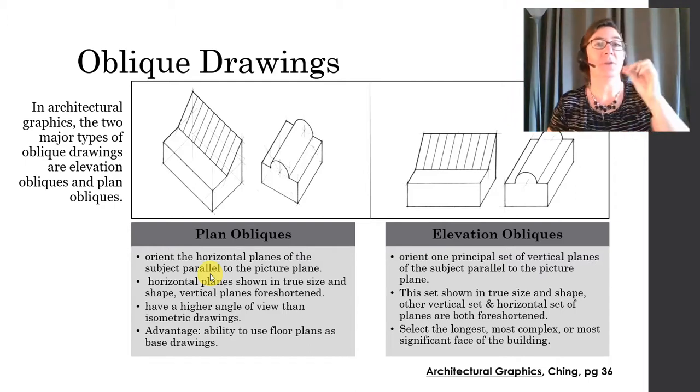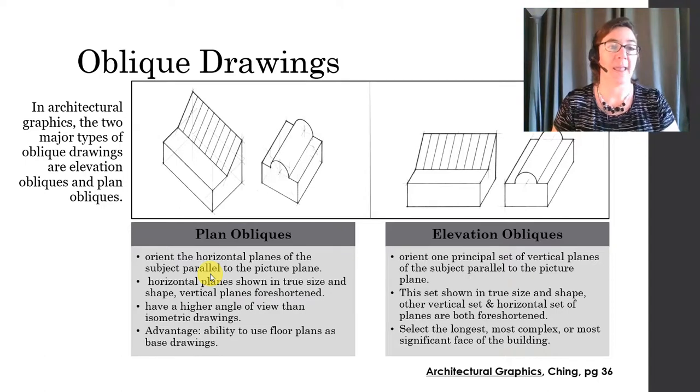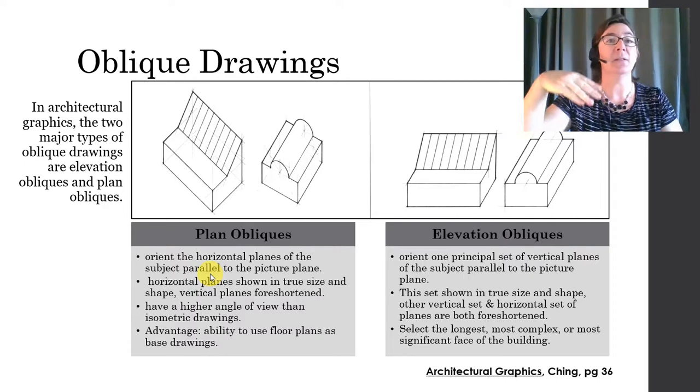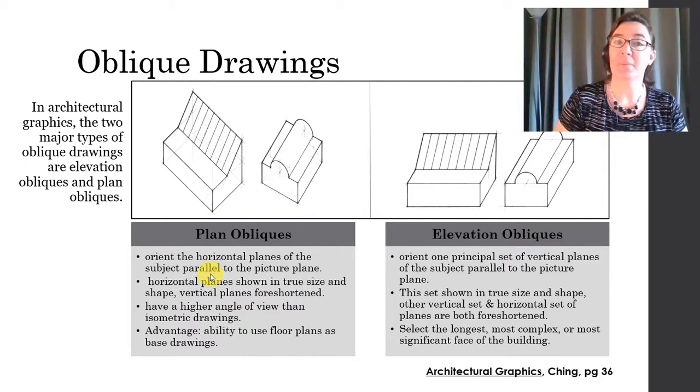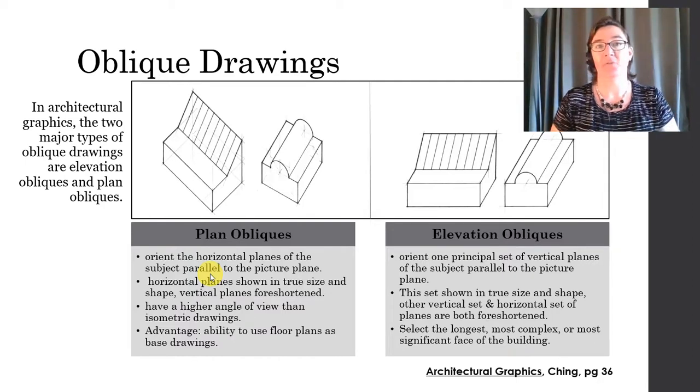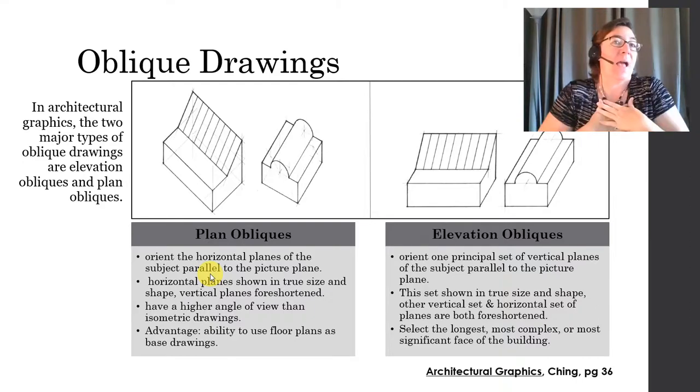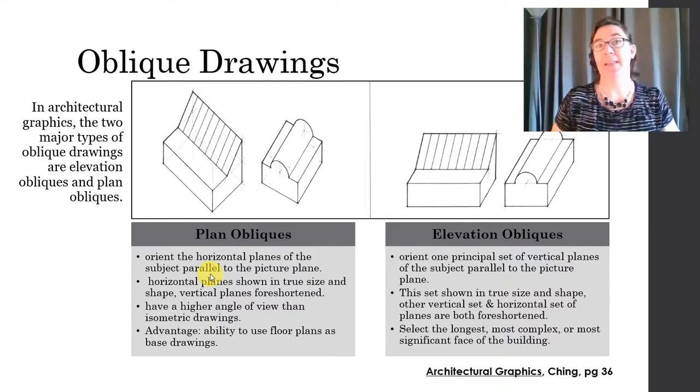And when we talked about how you can choose the scale in plan obliques, it's the vertical dimension that you can choose the scale. If you're comparing a plan oblique to an isometric drawing, the one that we learned last week, they're going to look like they have a higher angle of view. And a major advantage of a plan oblique drawing is that you can start with the floor plan as your base drawing. As architects, we love this because we typically already have a floor plan.